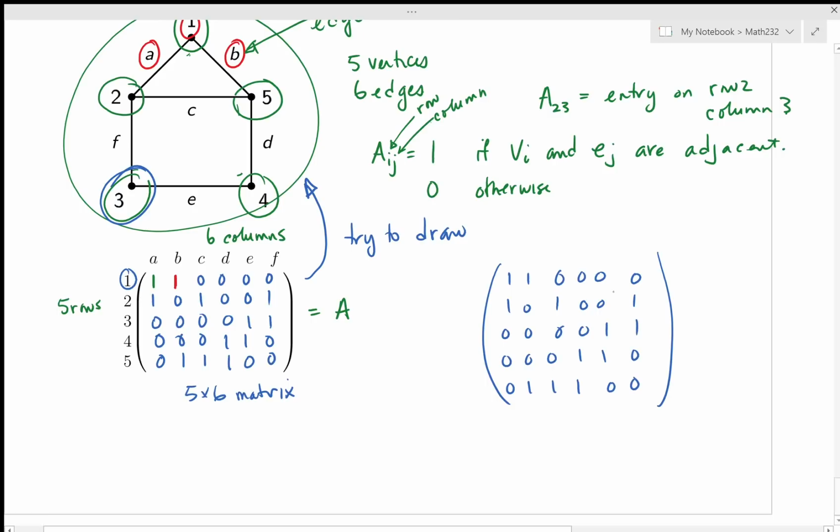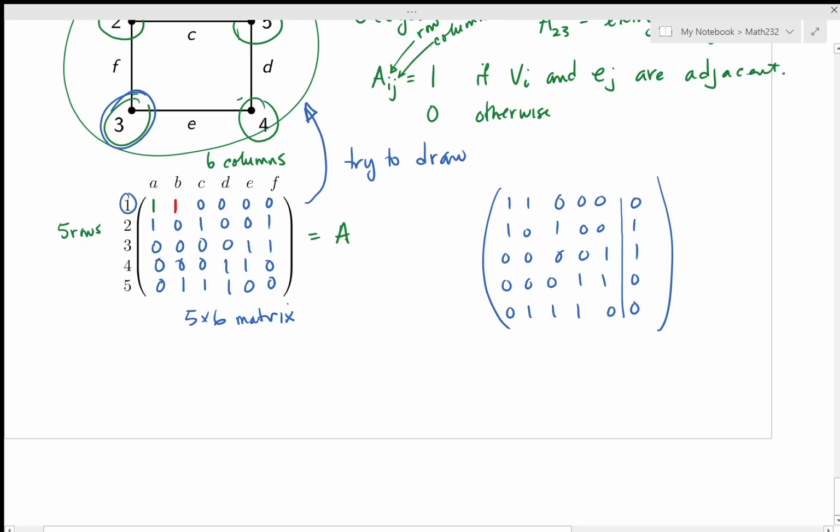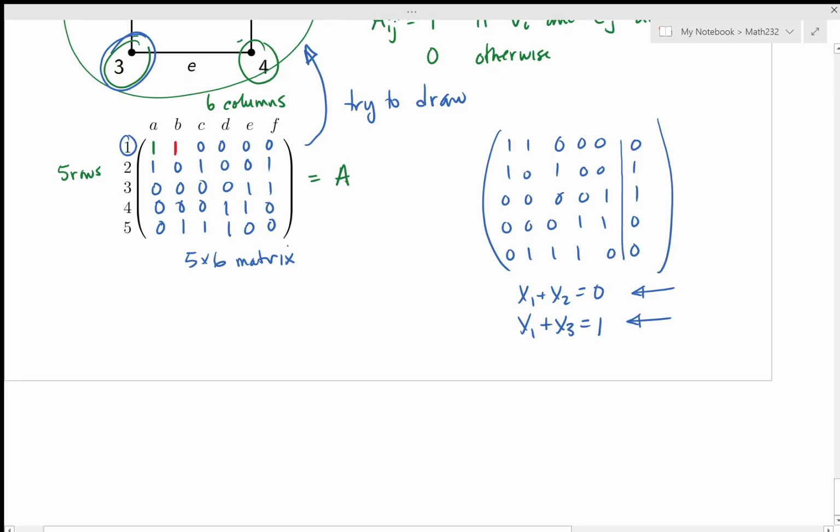Or imagine if I said, maybe it's an augmented matrix for a system of linear equations. Then this very same matrix, the very same numbers in the very same order, would mean this: x1 plus x2 equals 0, x1 plus x3 equals 1. This is coming from row 1, this is coming from row 2. I'm thinking of it now as an augmented matrix for a system of linear equations. x5 is equal to 1, x5 plus x6 is equal to 0, and x2 plus x3 plus x4 is equal to 0.